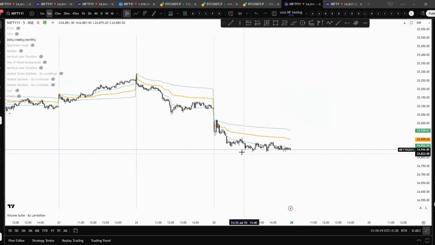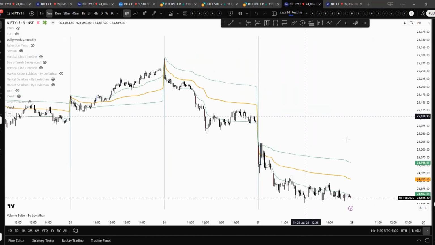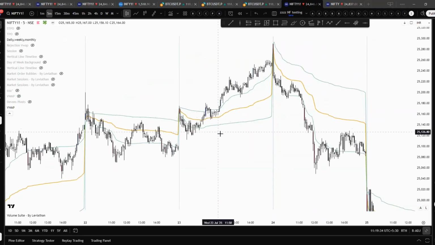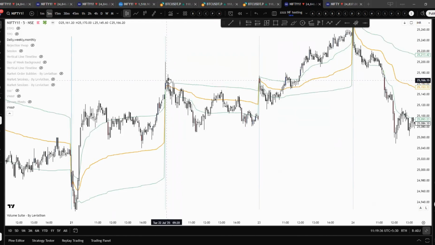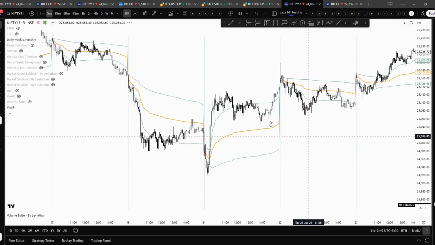Now we know there are multiple use cases of VWAP. As you all know, I am a mean reversion trader, so I trade mean reversion strategies and all that stuff. Anything below the VWAP standard deviation one, I look for buy opportunities. Anything above VWAP standard deviation one, I look for sell opportunities. So basically, this is one way of looking at it.